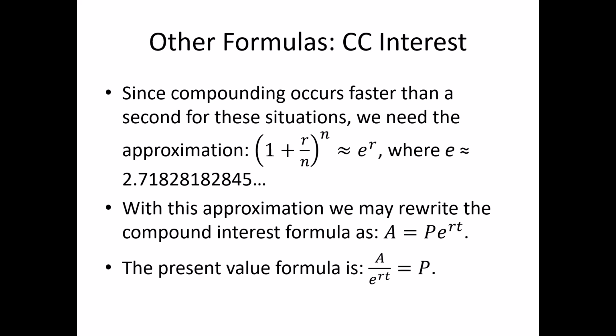Since compounding occurs faster than a second for these situations, we need to use the approximation that 1 plus r over n to the n power is equal to e to the r. Now, e is that number, 2.71828182845, etc. It's that irrational number that pops up so much in applications. With this approximation, we may condense our compound interest formula to be read as A equals P times e raised to the rt power. The present value formula, of course, just solve this for P, and you have A divided by e to the rt would be equal to P.